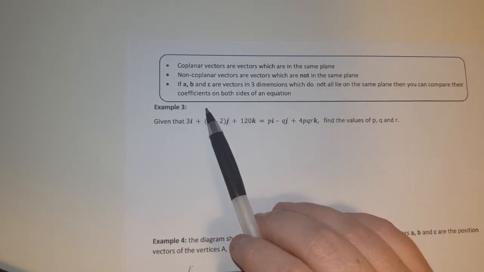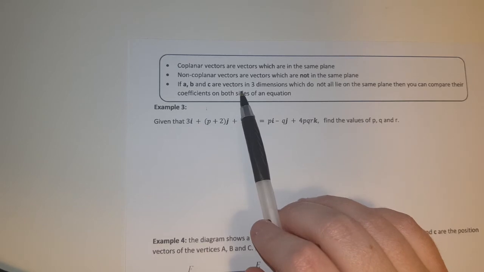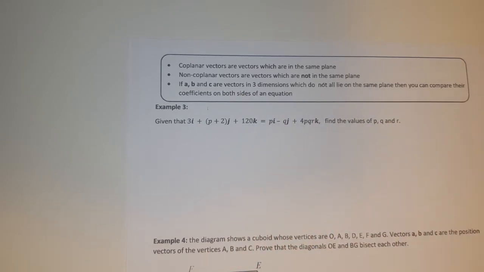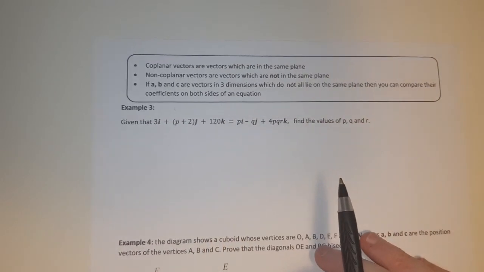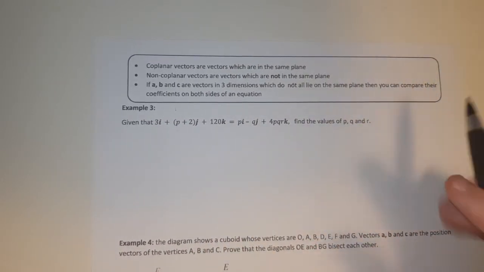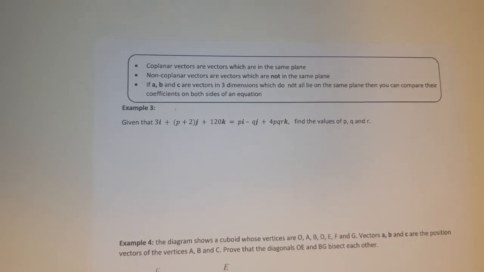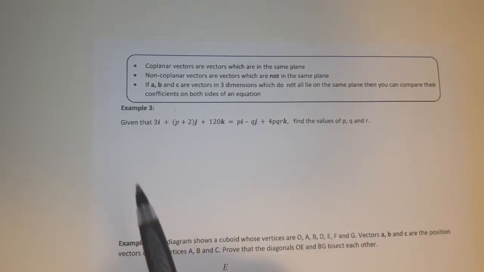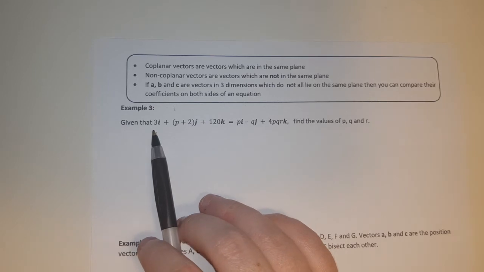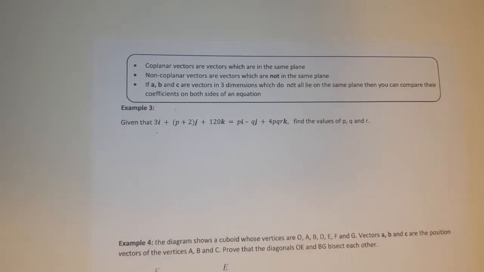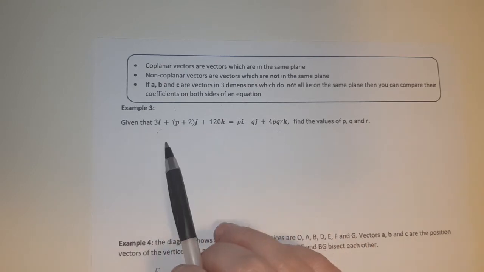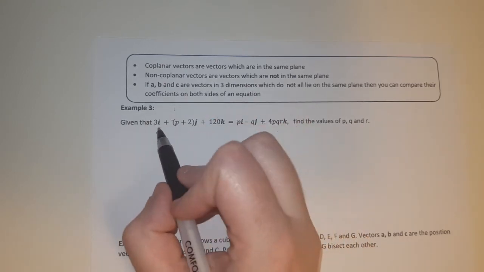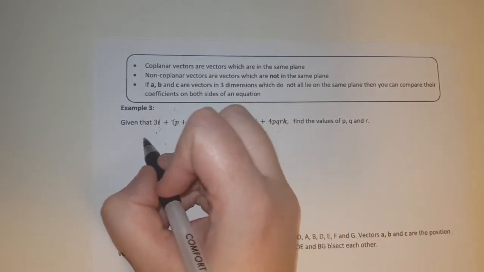All you need to know is that if a, b and c are vectors in 3 dimensions which do not lie on the same plane, then you can compare the coefficients on both sides of an equation. And we'll discuss that in a bit more detail once we get onto the mechanics. For now, I can equate coefficients. So if I look at the i terms on both sides, 3 has to equal p.